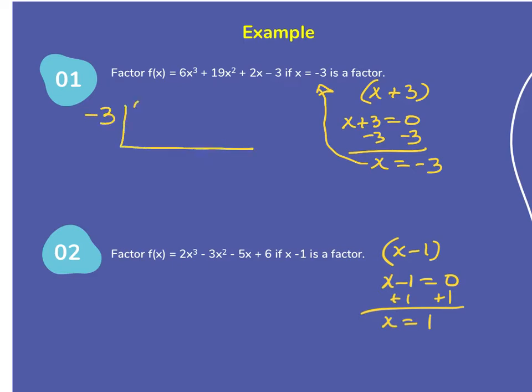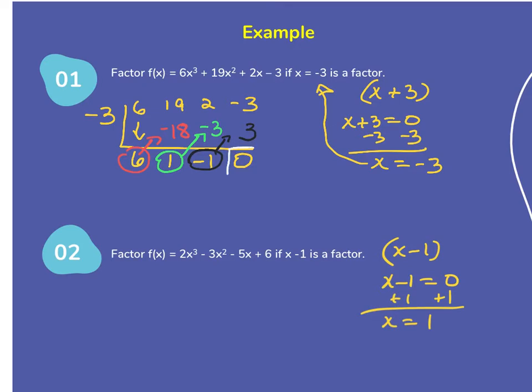I'm going to write all of the coefficients of my polynomial in my synthetic division box, including the constant. And now I'm going to do my synthetic division problem. I drop down the first term. Remember, you're going to multiply, and this gives me negative 18. I then add the column. I get positive 1. I multiply again, negative 3 times 1, and I get negative 3. Add the column, I get negative 1. Multiply one last time, negative 3 and negative 1 gives me positive 3. Add the column, and I get a remainder of 0.